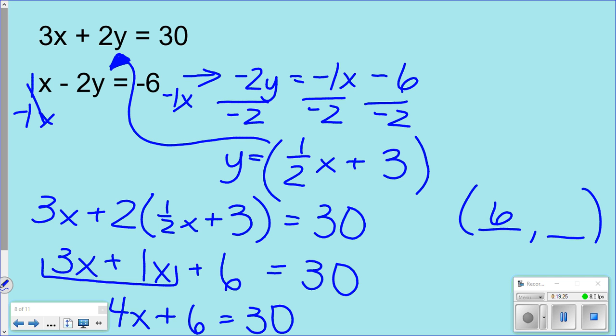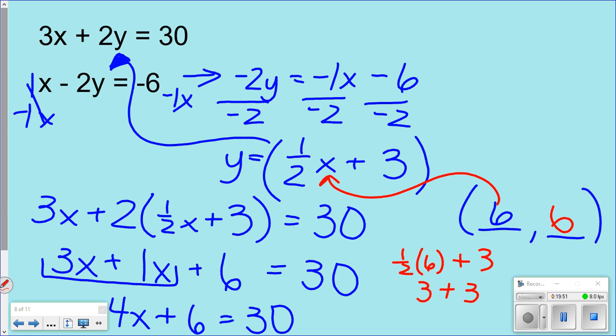Now, how do I find my y again? Does anybody remember what I do next to find my missing y, Ella? I'm going to put it in here, because that's going to help me solve for this thing. So I'll write it in different colors. So we have x, or actually half 6, because I'm going to take this and put it here. Half of 6 is 3, plus 3, 6. That's the answer. 6, 6.